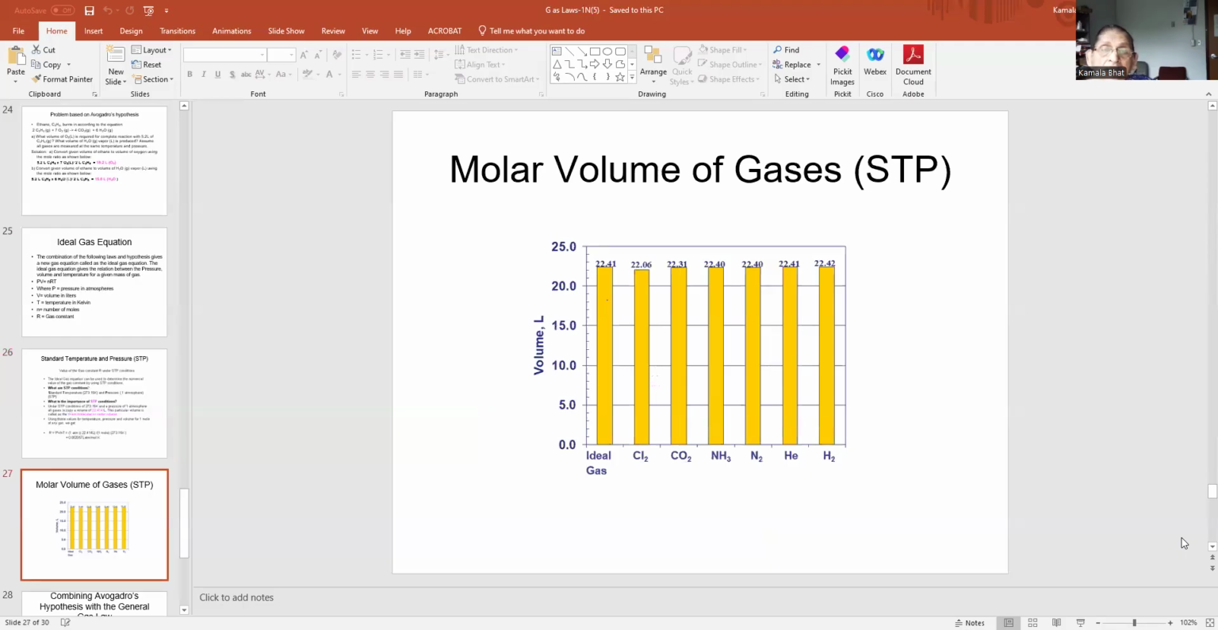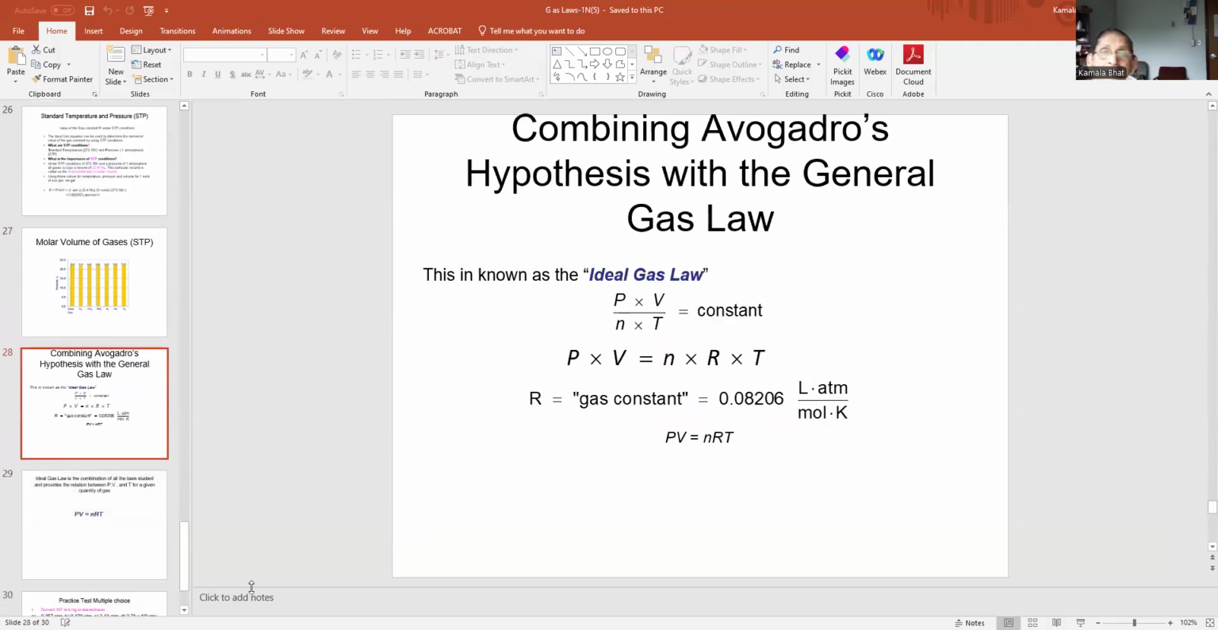You can see that this value of 22.414 has been derived and verified using various gases at 1 atmosphere pressure, 273.15 Kelvin, and for 1 mole of a gas. We find that the molar volumes for chlorine, carbon dioxide, ammonia, nitrogen, helium, and hydrogen are shown in a plot below, and then we get to see how accurate our results are.